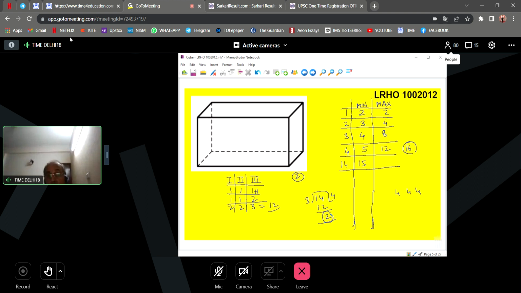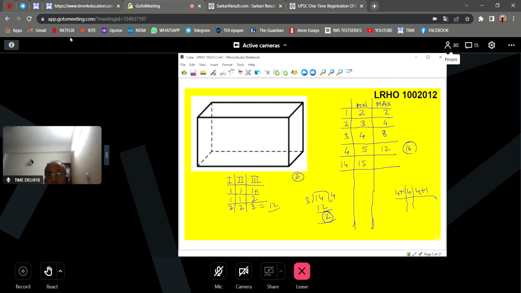I'm still left with 2 cuts. These 2 cuts also should be equally applied in as many directions as possible. In how many directions can these 2 cuts be applied equally? 2 directions. One cut here and one cut here.